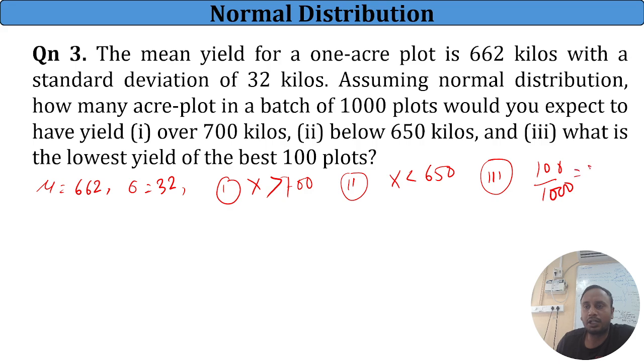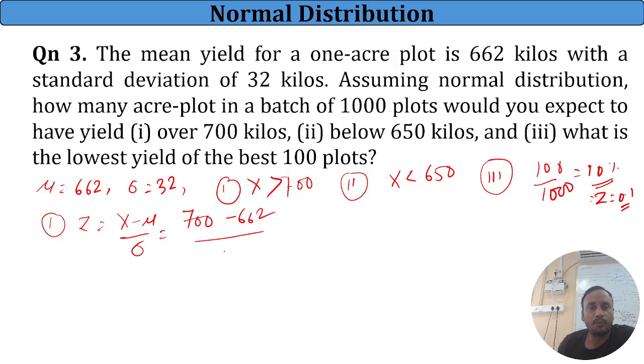So we will get the 10%. Is it? So it means z is equal to 0.1, because they're saying 100 plots, 100 by 1000, like 10%. So the z will be 0.1. Can you calculate the first one? What is the value of that z? z is x minus mu by sigma, so we have 700 minus 662 upon 32.